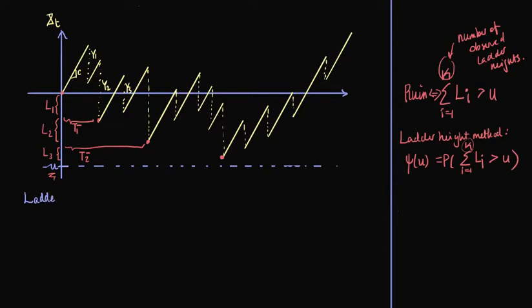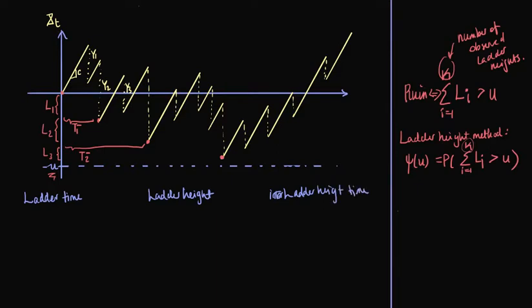One is ladder time. One is ladder height. And the last one will be inter-ladder height time.